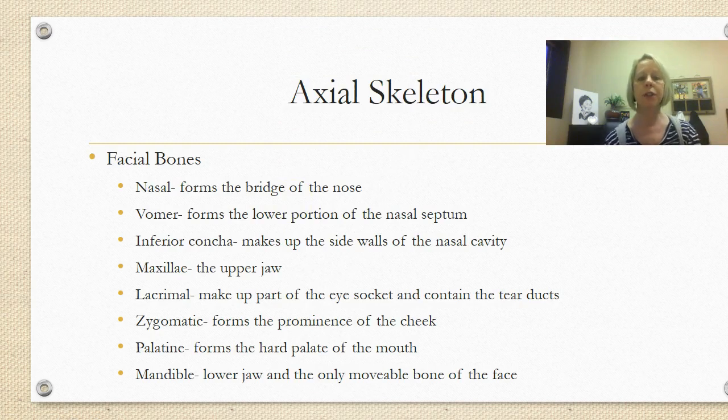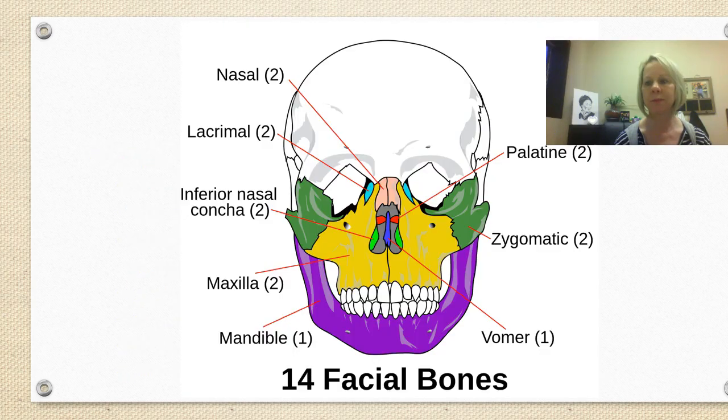Other bones include the bridge of the nose, which is the nasal bone, the sides of the nasal cavity, the inferior concha, the maxilla, which is the upper jaw, where your top teeth are. Lacrimal is on the inside of your eye socket, where your tear ducts are. And your palatine bone forms the hard palate in your mouth. If you put your tongue on the roof of your mouth, you can feel your hard palate. And then the lower jawbone is the mandible.